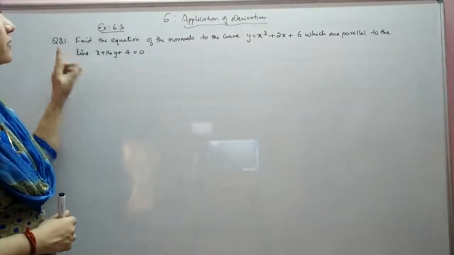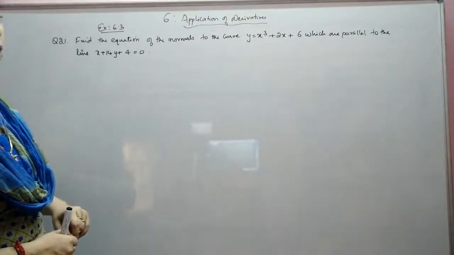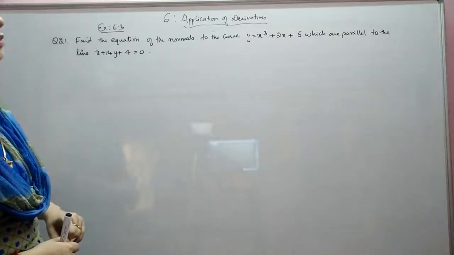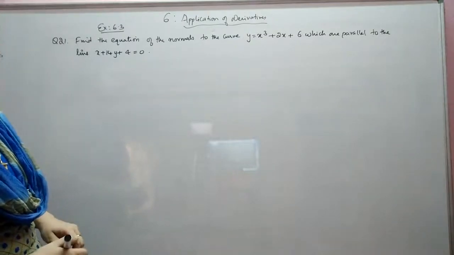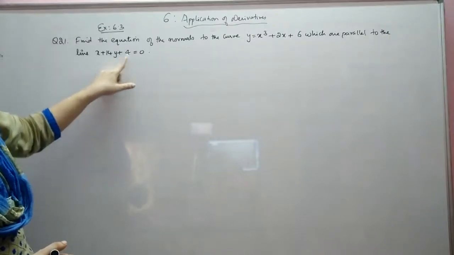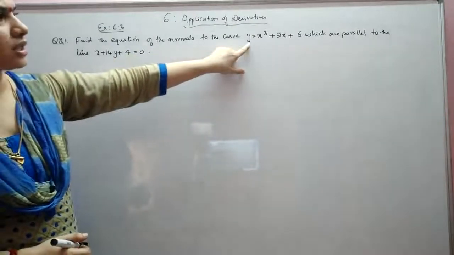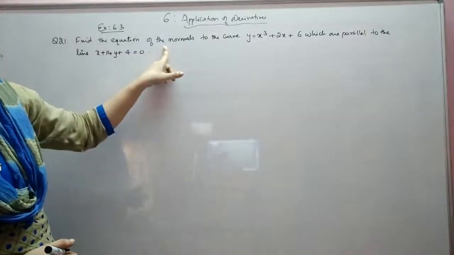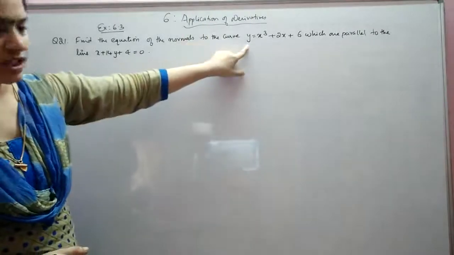Question number 21 of exercise 6.3 is: find the equation of the normals to the curve y equals x cube plus 2x plus 6 which are parallel to the line x plus 14y plus 4 equals 0. So first we need to find the slope of the normal in order to get the equation of normal. So first we will differentiate this.